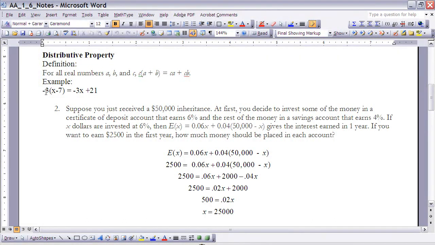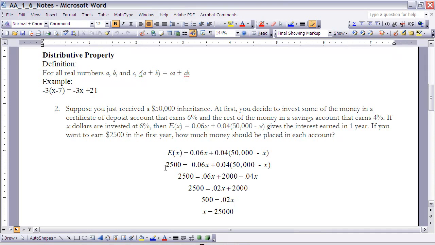If x dollars are invested at 6%, then E of x is equal to 0.06x plus 0.04 times 50,000 minus x, which would give you the interest earned in 1 year. If you want to earn $2,500 in the first year, how much money should be placed in each account? Because I want my interest after 1 year, the value of E of x, to be equal to 2,500, I'm going to replace E of x with 2,500.